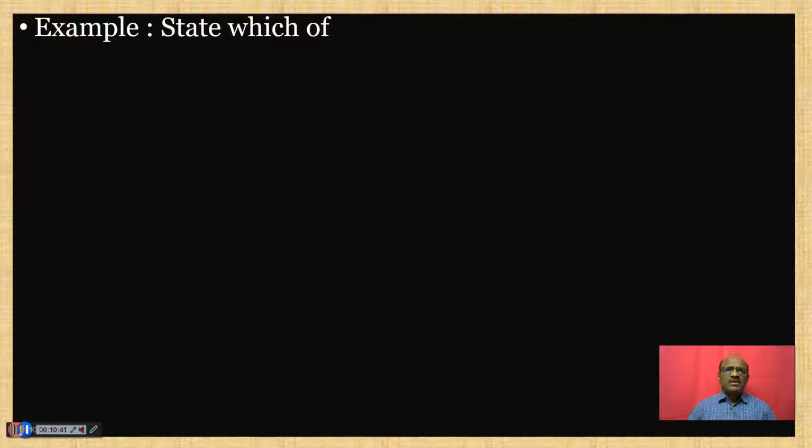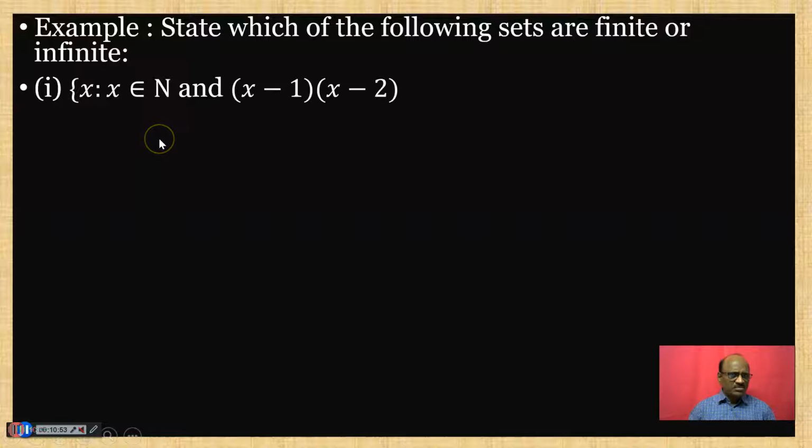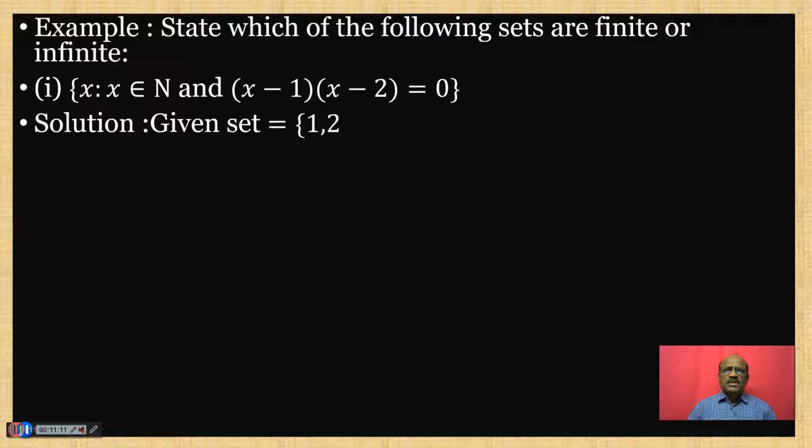Example: state which of the following sets are finite or infinite. First, x such that x belongs to the set of natural numbers and (x minus 1)(x minus 2) equals 0. If we solve this, we get x equals 1 and x equals 2. The given set is {1, 2}, hence it is finite.